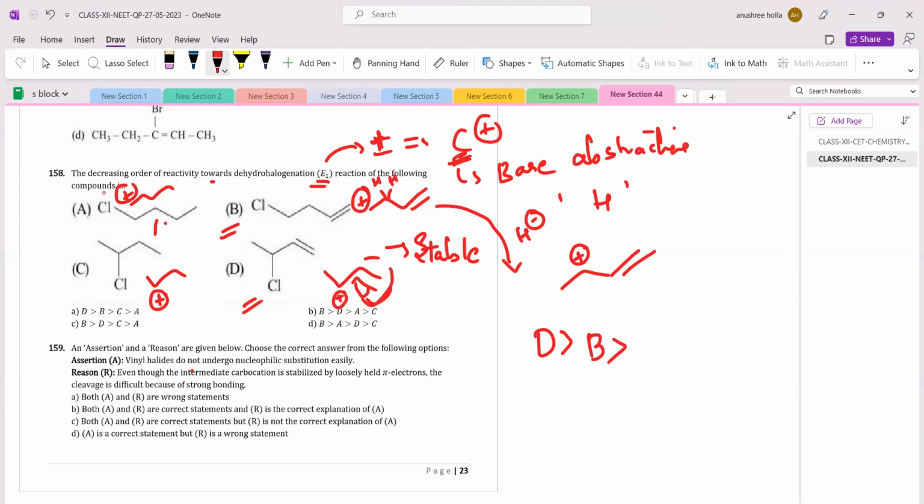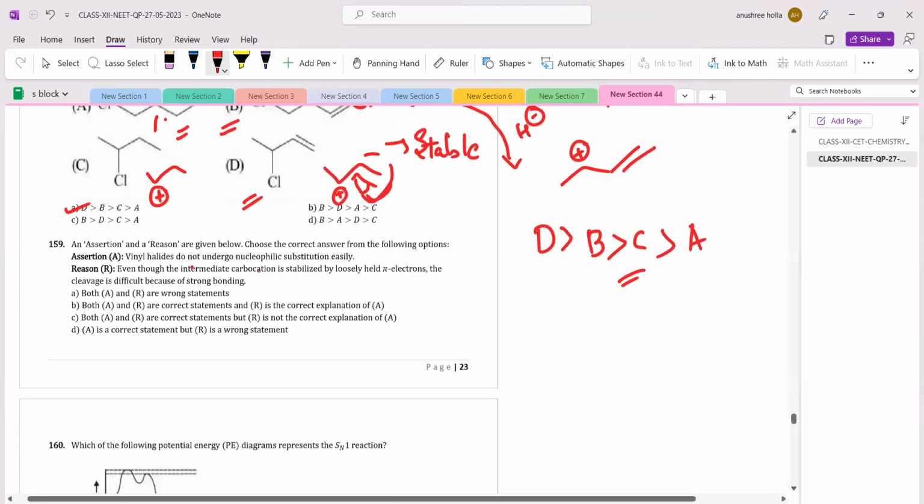The remaining are C and A. Between C and A, C is secondary, so I'll write C. And after that, I'll be taking A, whose reactivity is very low compared to all this, because it is a primary alkyl halide and it will be yielding you a primary carbocation, right? So the option is DBCA. Next question.